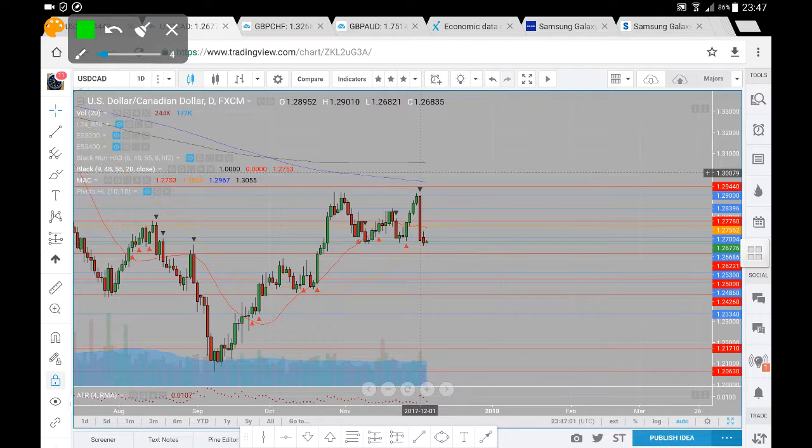Overall, though, we do seem to have turned a bit of a corner. So we've got our previous high up here around 129. We've got a bit of a double top here as well. We did have a W pattern there, and we've had a double top as well, around 129. So we might have capped all the gains on US dollar Canadian dollar for now.